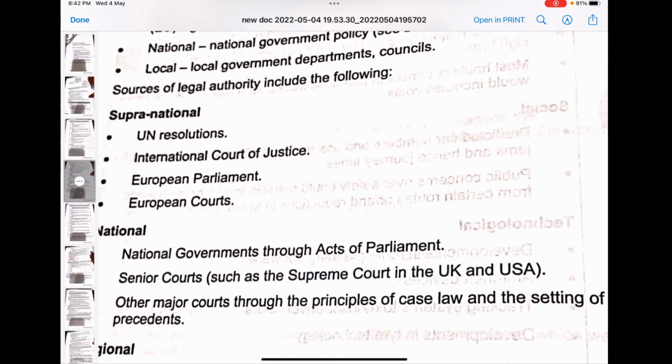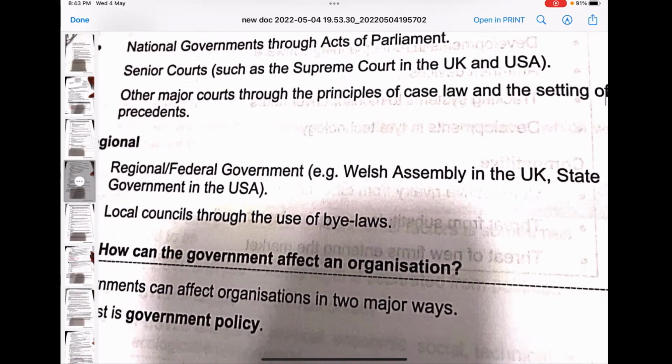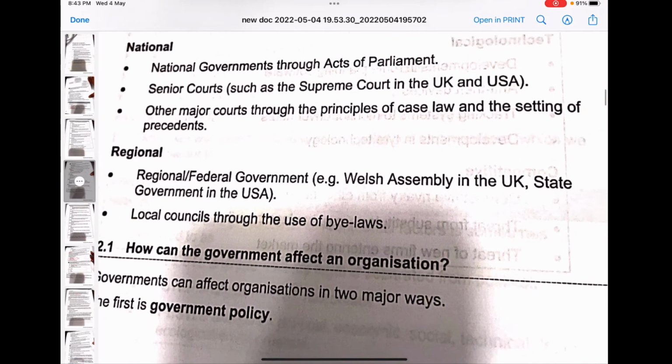What is supranational? Supranational are the organizations which operate throughout the world. It's not just specific to the UK, but to the world. You get it? So, UK is national, and the international organizations are supranational. They're superior to the national. For example, the UN, United Nations, International Court of Justice, European Parliament, European Courts, something which is more than the UK.